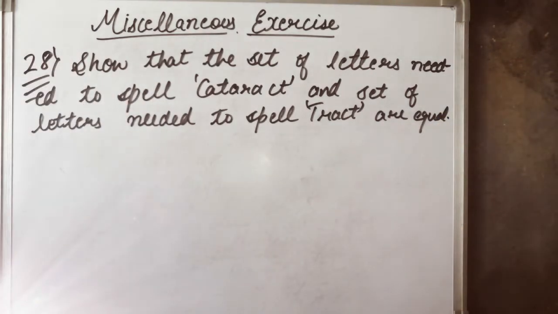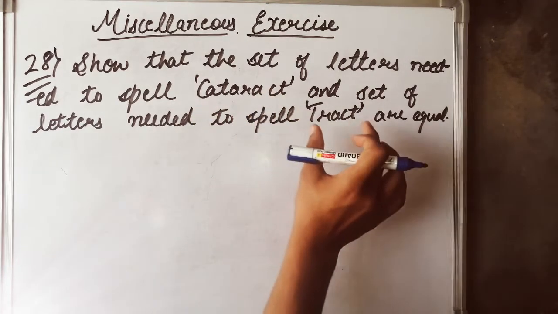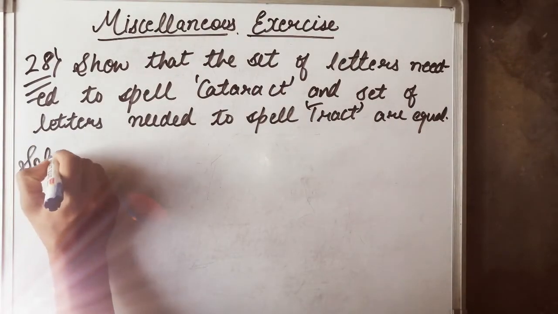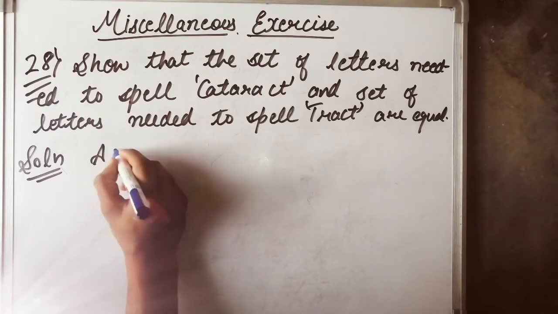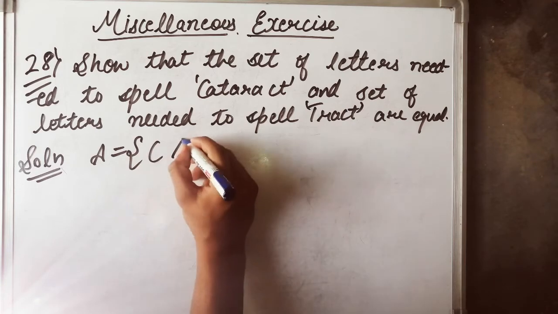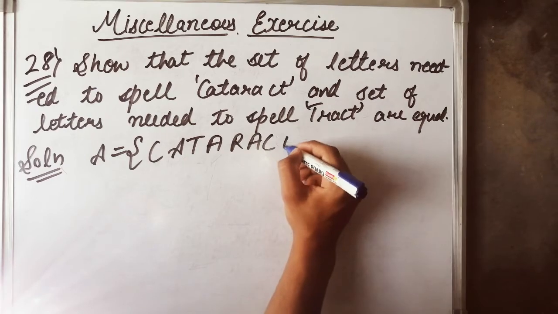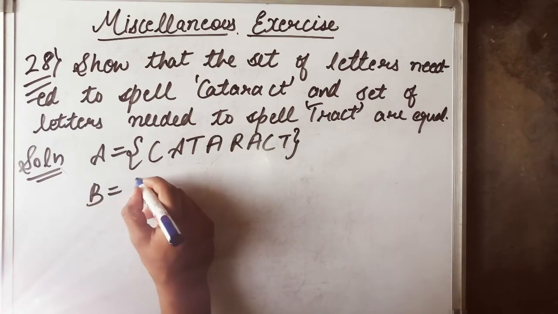Okay, let's read out the statement once again. So that the set of letters needed to spell cataract and set of letters needed to spell tract are equal. In this question we have to prove that cataract is equal to tract in terms of set. Okay, let's write down the solution. Let's assume cataract be a set. A is equal to cataract, C A T A R A C T. Okay, and B set equals to tract.